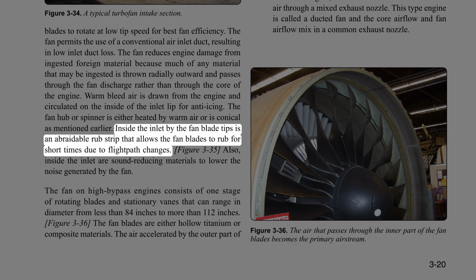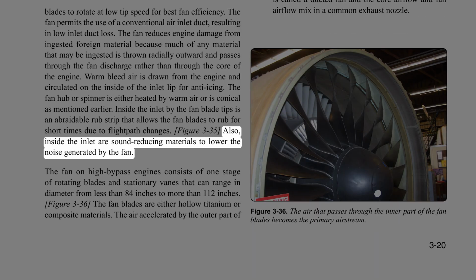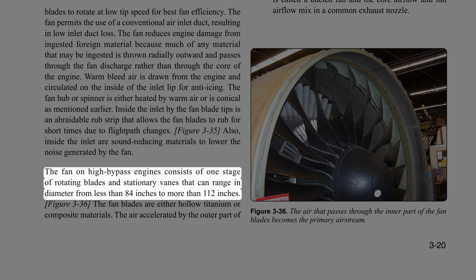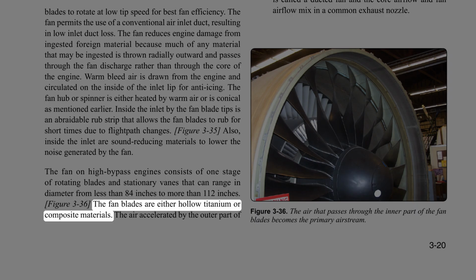Inside the inlet by the fan blade tips is an abradable rub strip that allows the fan blades to rub for short times due to flight path changes. Also, inside the inlet are sound-reducing materials to lower the noise generated by the fan. The fan on high bypass engines consists of one stage of rotating blades and stationary vanes that can range in diameter from less than 84 inches to more than 112 inches. The fan blades are either hollow titanium or composite materials.